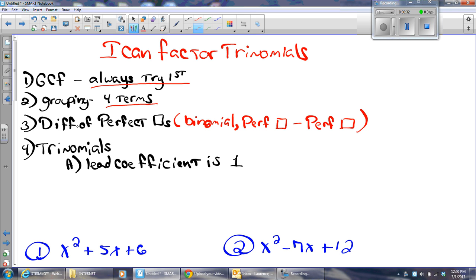The third type of factoring we learned was the difference of perfect squares. Remember, it has to be a binomial, meaning 2 terms, and it has to be a perfect square minus a perfect square. It could also be the negative of a perfect square plus a perfect square, because that would be a subtraction problem in disguise, right? Okay, and then today we're going to learn about trinomials, and specifically when the lead coefficient is 1.